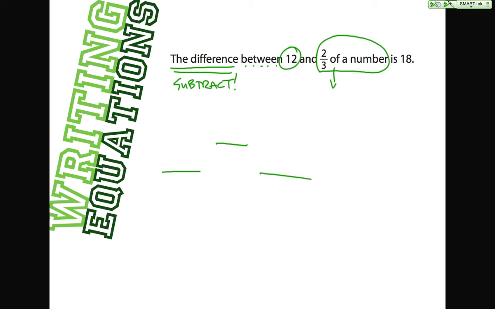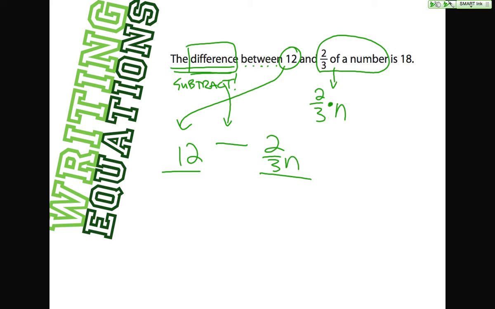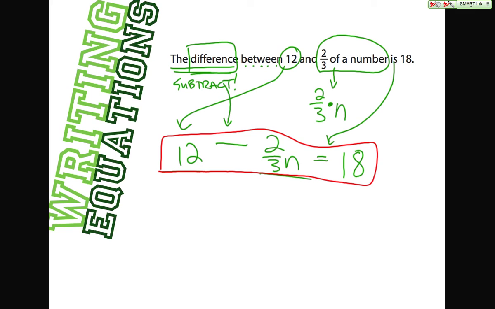Well, of, I'm going to give you a little clue here. Of always means multiplication. So it's 2/3 of a number. What number? We don't know. It's a mystery. So back to this. The difference means subtraction, between 12 and 2/3 of a number, is, always means equals, 18. Okay, so now we have our equation. Our equation is 12 minus 2/3 n equals 18. And we successfully translated this into this. That's all we basically have to know today.